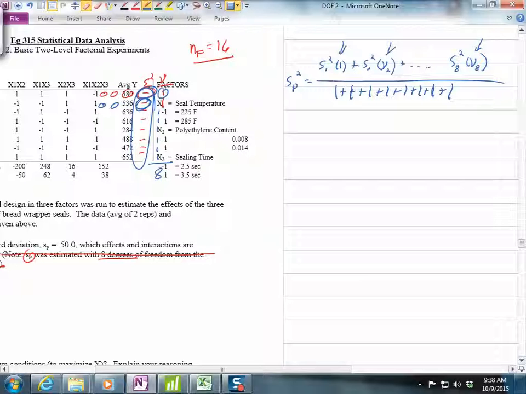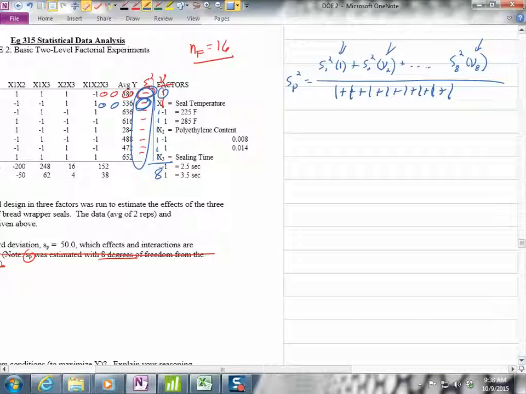That's how we get SP squared. Is everyone okay with that? That's what you did in the homework, right? So keep in mind, in chapter 6, we just had 2 estimates of variance. We pooled them together using the same formula. We're just expanding that now when we have more than 2 estimates. We have 8 estimates. We're still weighting it versus the degrees of freedom.